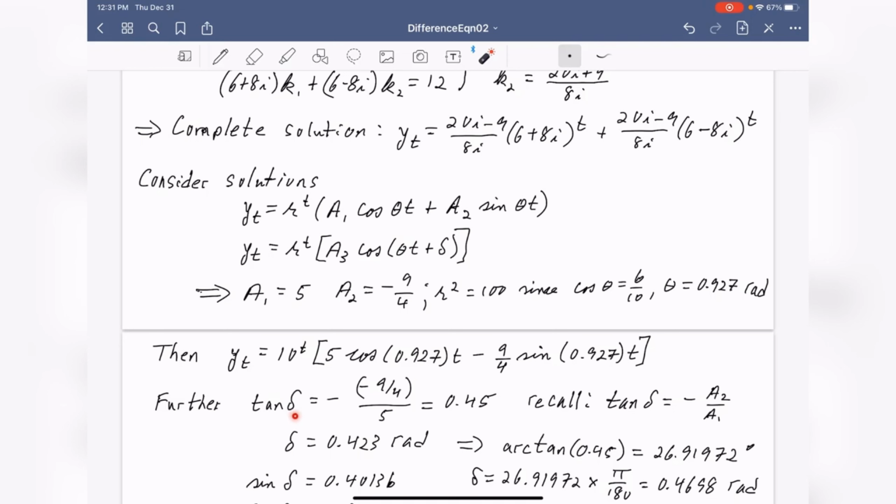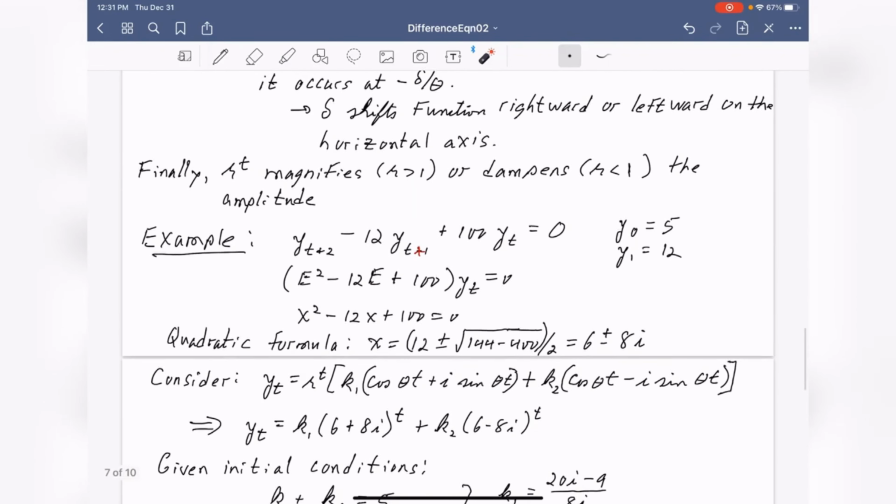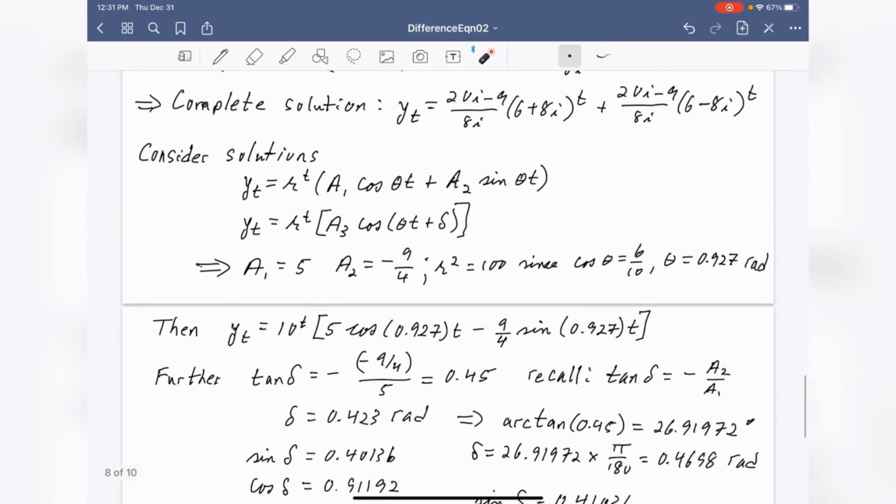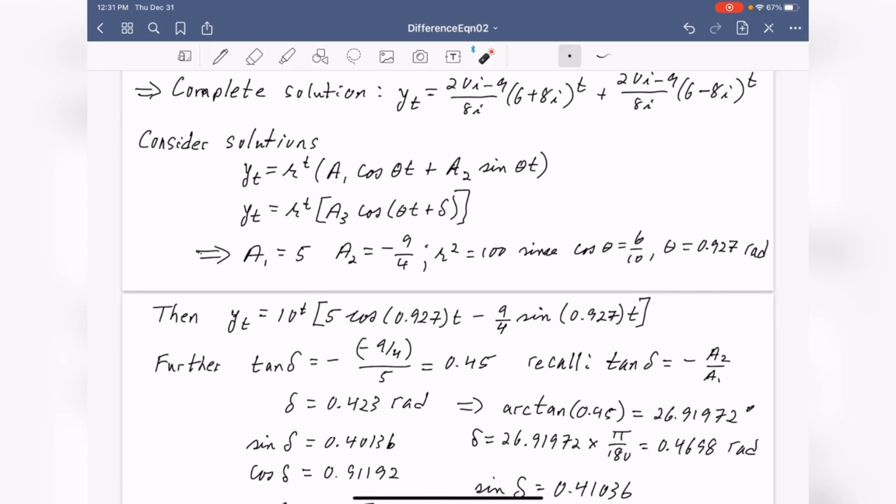So further, the tangent of delta is equal to minus a2 over a1, where a2 is minus 9/4. So we have minus 9/4 over 5, and those come from here, and that's equal to 0.45. Recall that the tangent delta is minus a2 over a1. Delta turns out to be 0.4698 radians, and we get that from the arctan, or tan minus 1 on your calculator, of 0.45, which is 26.91972.